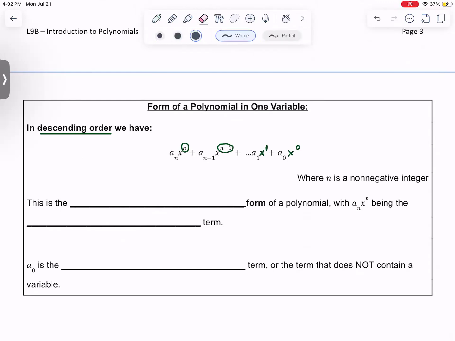Let me repeat. When there's just x by itself, it has an invisible 1 on it. When you have a number like a0 with no x, no variable, that will be x to the power of 0. We write it with the highest x or highest variable first. This is the standard form of a polynomial, with x to the n being the leading term.